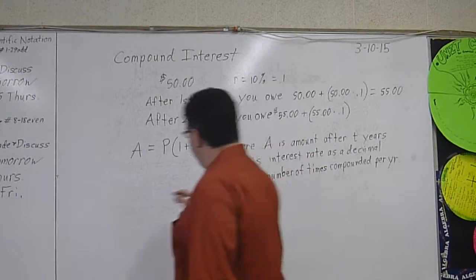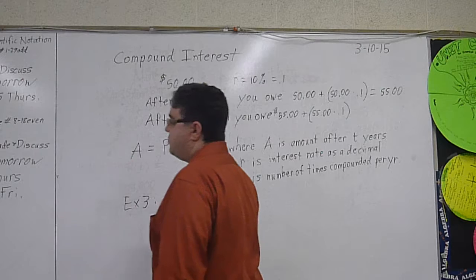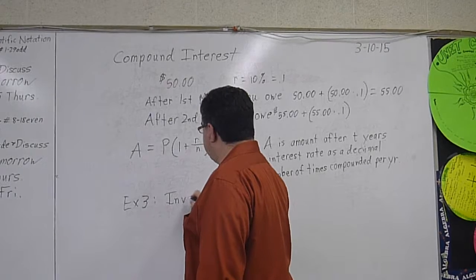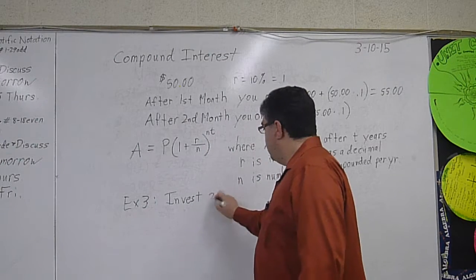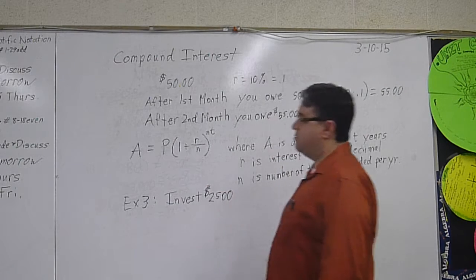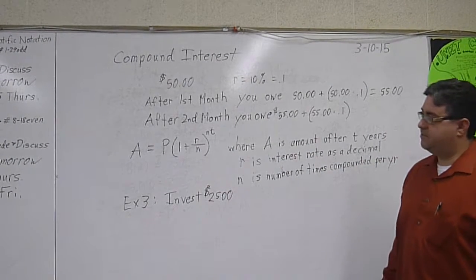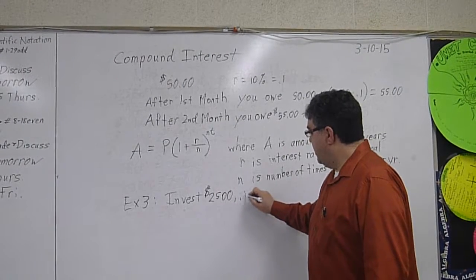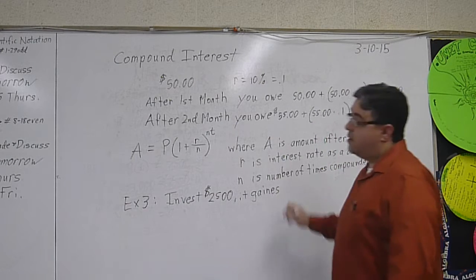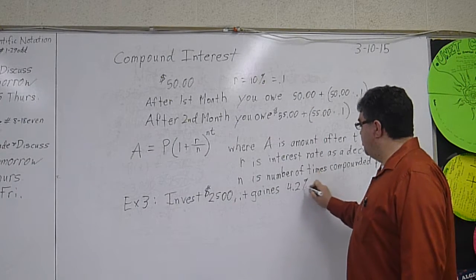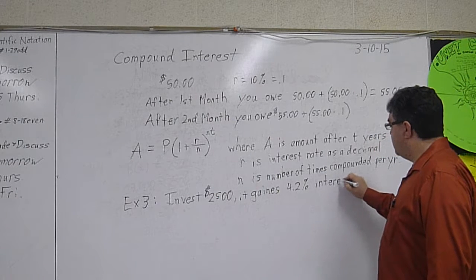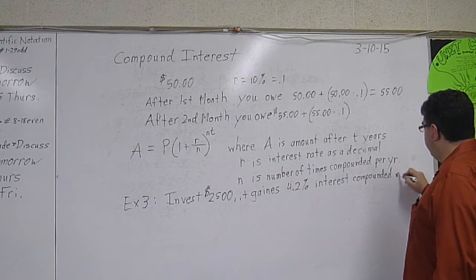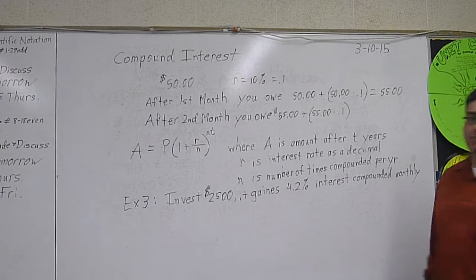And that leads us into our example 3, which is we invest $2,500, let's say in stocks. It gains 4.2% interest compounded monthly. I'm going to go with monthly because that's what they have in the book.